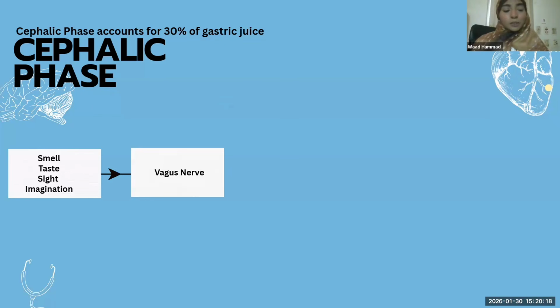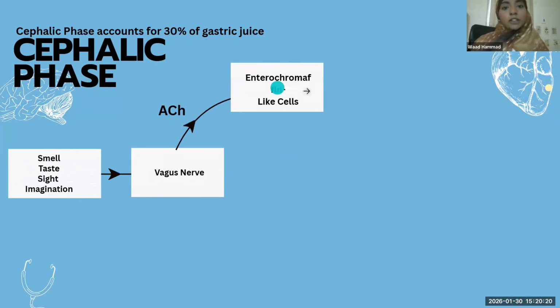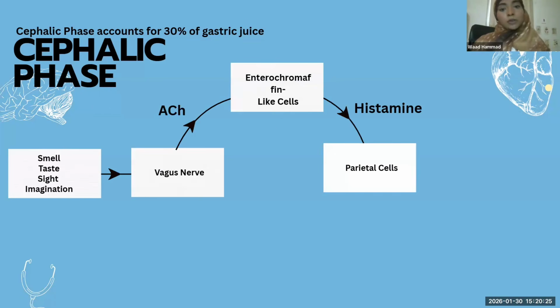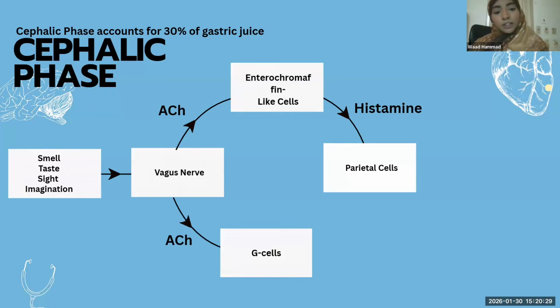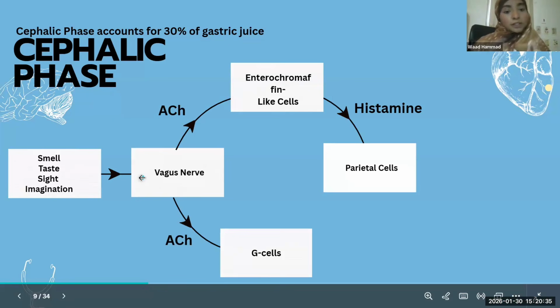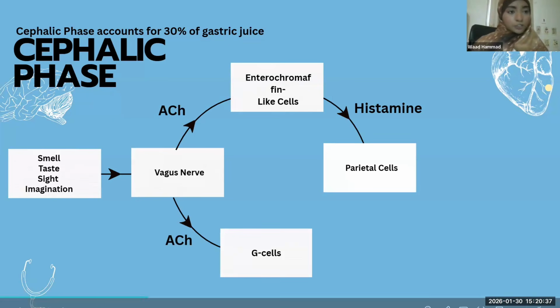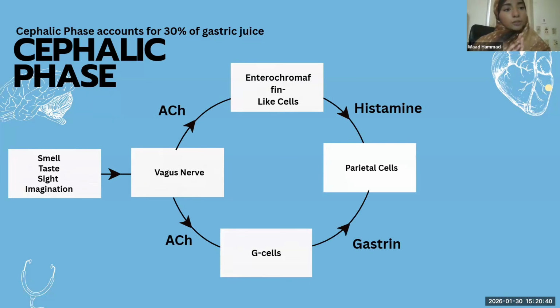What's going on? So first, it will send ACH to our enterochromaffin-like cells. Okay? As we said again, enterochromaffin-like cells release histamine. Histamine stimulates the parietal cells, and then so on and so forth. Same thing happens with the G cells. As again, we said the vagus nerve releases ACH. ACH will activate the G cells, and then G cells will release gastrin.